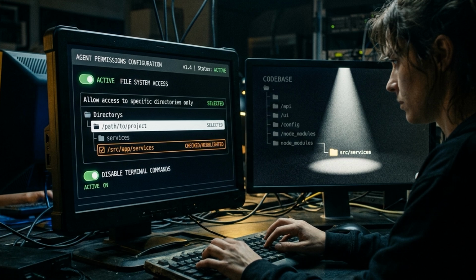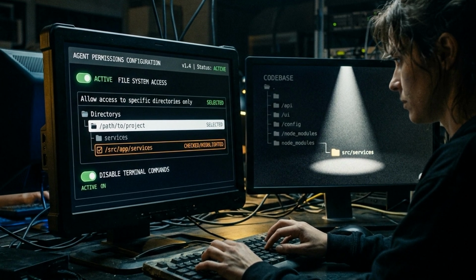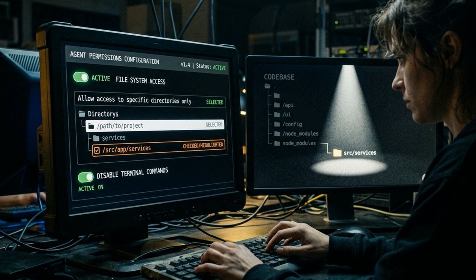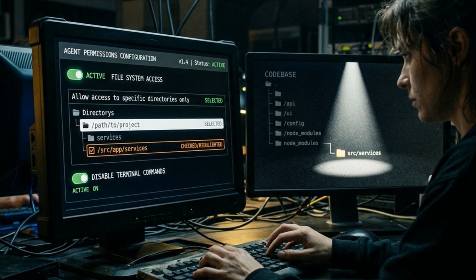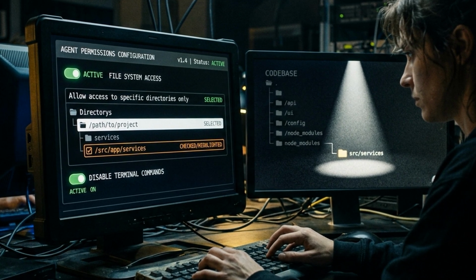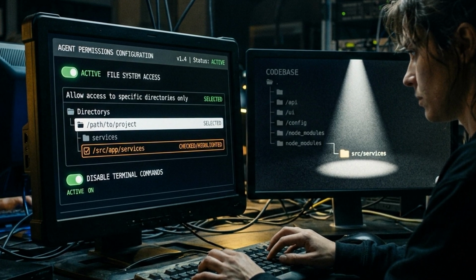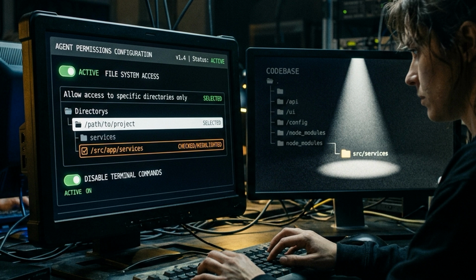Cursor's new controls let developers restrict an agent to specific directories, disable write access to production configurations, or limit tool usage to read-only operations. You can run an experimental agent that explores freely in a sandboxed branch, while a conservative agent handles only the migration you've already planned. Tight scoping isn't just about safety, it's about signal-to-noise ratio. A focused agent produces better results because it's not drowning in irrelevant context.